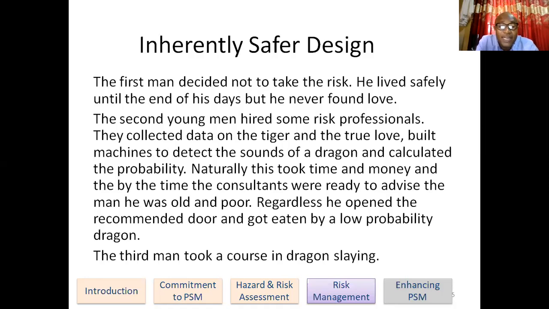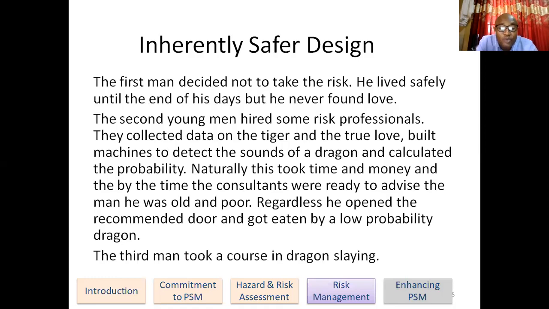The second man hired some risk professionals. They collected data on the dragon and true love, on everything. They used a machine to detect the sound of the dragon and calculate the probability. By the time they finished, what happened? He opened the recommended door and got eaten by a low-probability dragon.